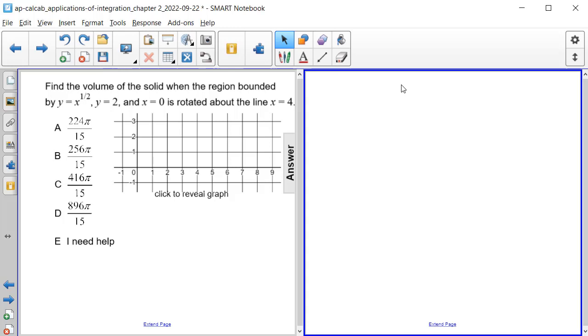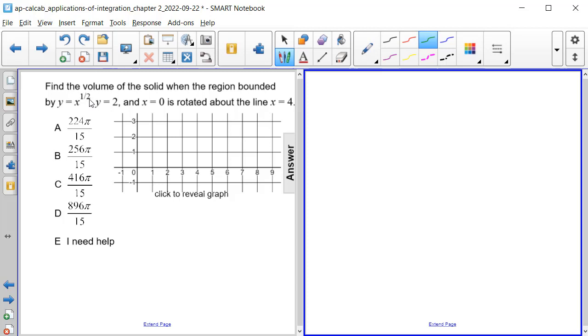Find the volume of the solid when the region bounded by y equals x to the 1/2 power, y equals 2, and x equals 0 is rotated about the line x equals 4. Well, these functions that we have here are pretty easy to graph, so let's actually do that.